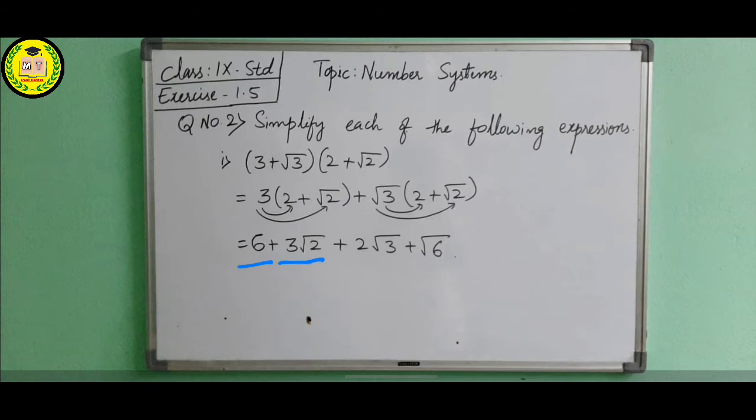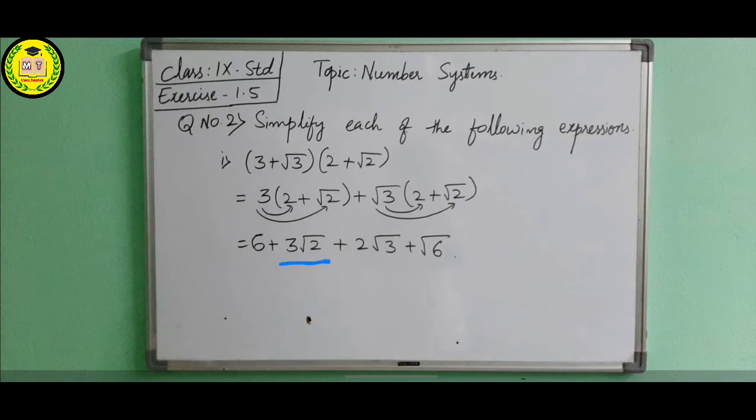We cannot multiply 3 and 2 as 6 here. Why? Because one has a square root and the other does not. So these two cannot be multiplied. That's why we keep it as 3√2. If both have the square root sign, then we can multiply, or both should not have the square root. That's why it becomes 3√2.